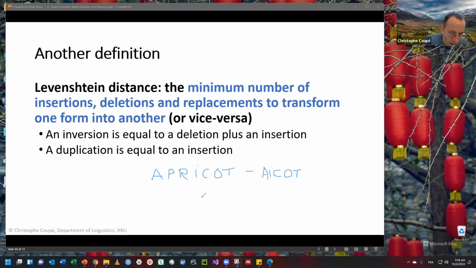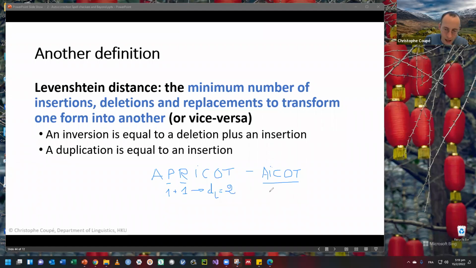Okay, apricot. If I drop the P and if I drop the R, I will get this form, like icot or something like this. So there is one deletion, and then there is another deletion. The cost of the first deletion is 1, and the cost of the second deletion is 1. So my distance, maybe I want to write distance of Levenshtein. I can write it like this. The distance will be equal to 2.